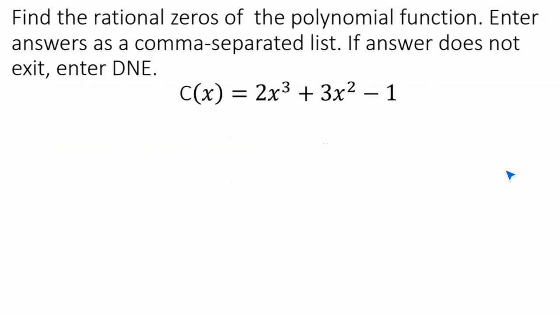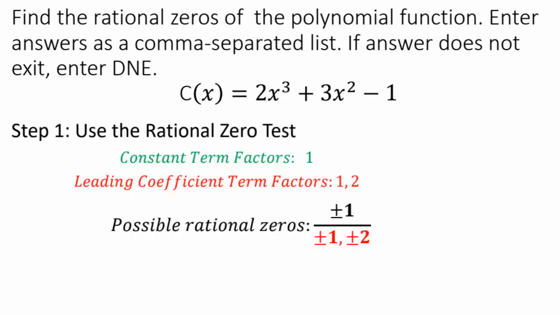Okay, so let's try this problem. Find the rational zeros of the function. So the first thing we want to do is use the rational zero test. My constant term is 1 or -1, and my leading coefficient is 2. So the factors of 2 are 1 and 2. So if I divide these, I get plus or minus 1 divided by plus or minus 1 and plus or minus 2.